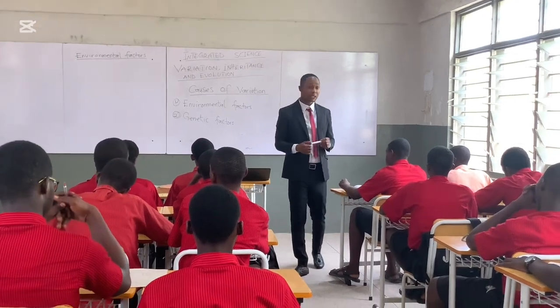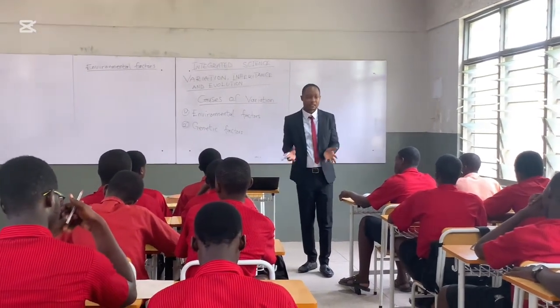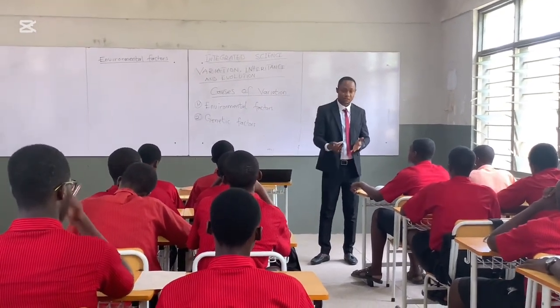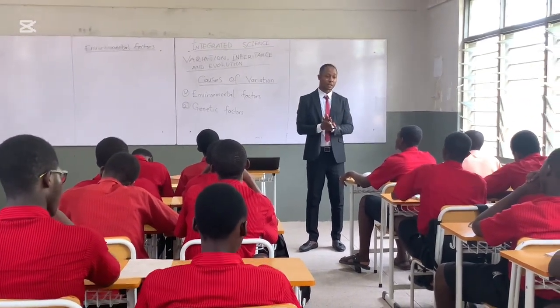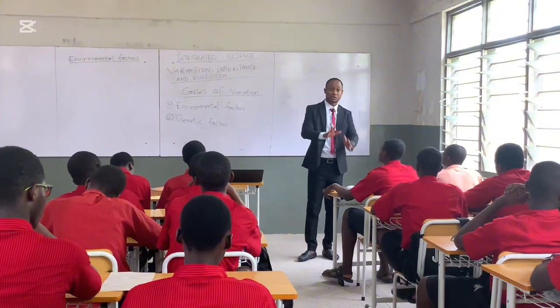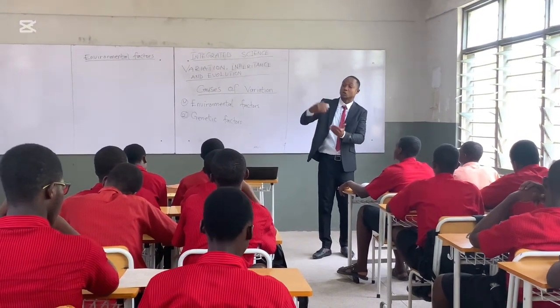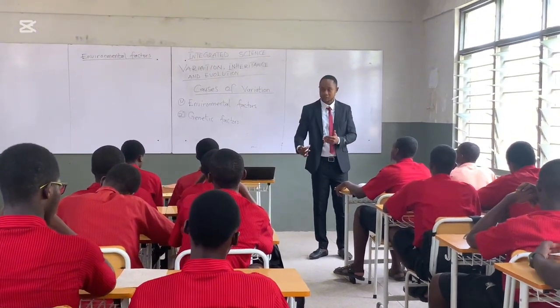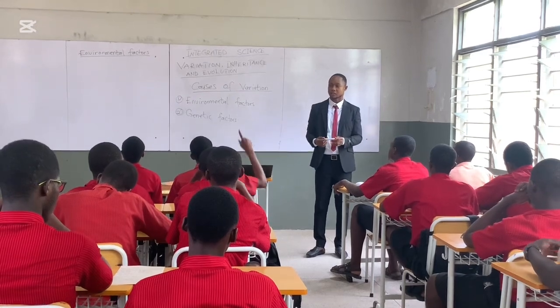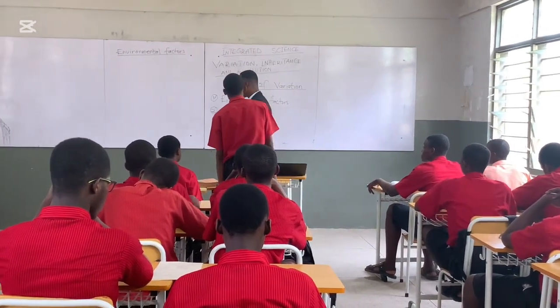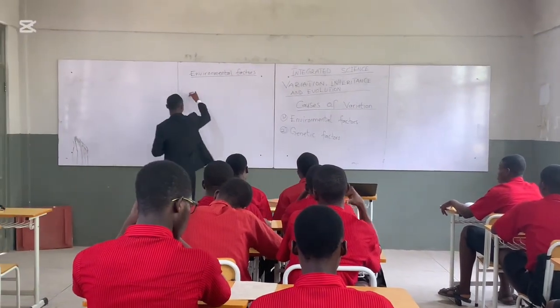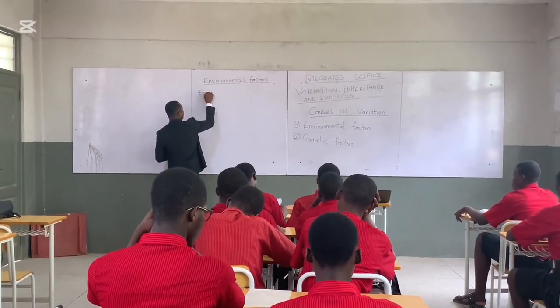Very good. You see, there are the external factors that cause or influence the difference among organisms of the same species. For example, in our environment, we have several factors that cause differences among us. Examples of those factors, give me one. Water conditions. Okay.